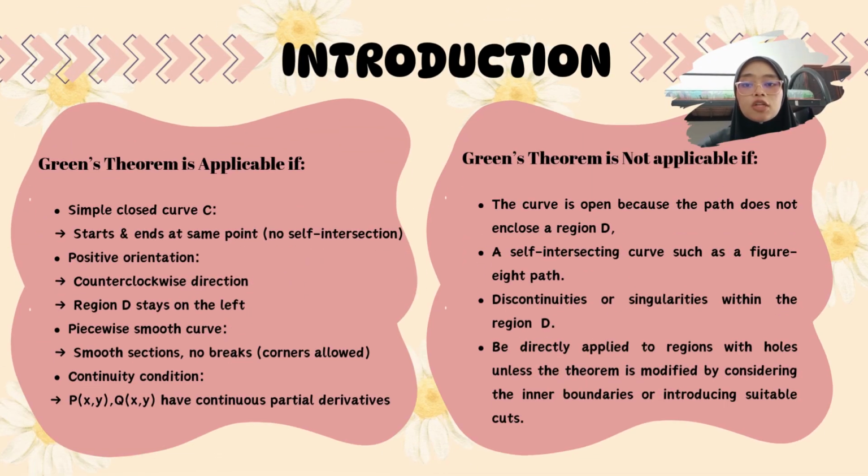Next, we move to the conditions when Green's theorem is applicable. The first one is a simple closed curve C, which means it starts and ends at the same point. The second is positive orientation, counterclockwise direction, and region D stays on the left. Third is a piecewise smooth curve, smooth sections and no breaks. And lastly, the continuity condition, which is that P(x,y) and Q(x,y) have continuous partial derivatives.